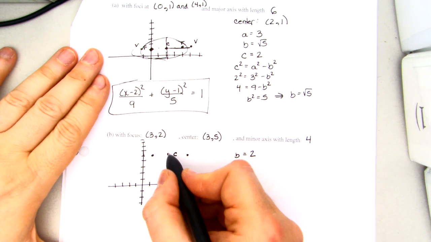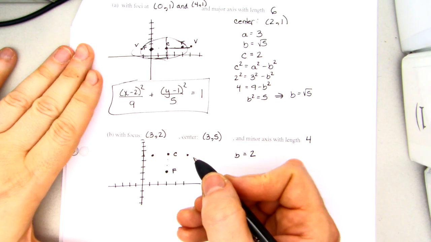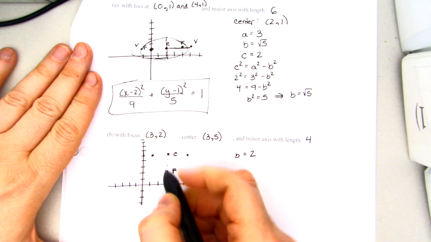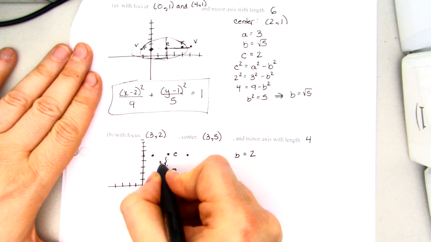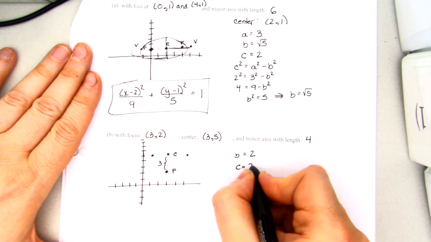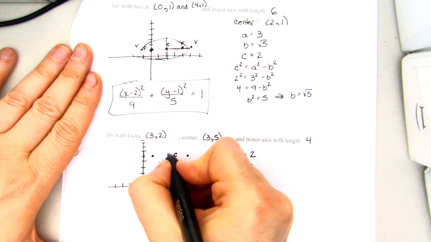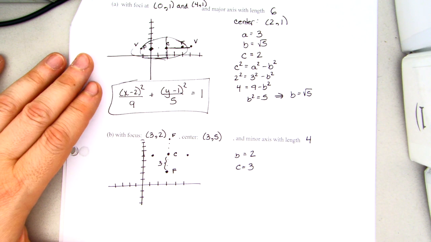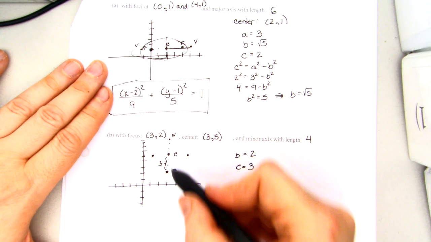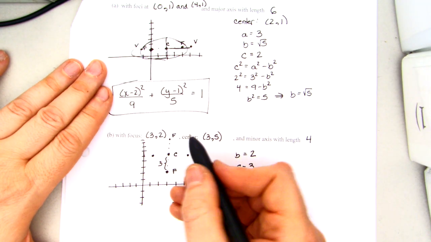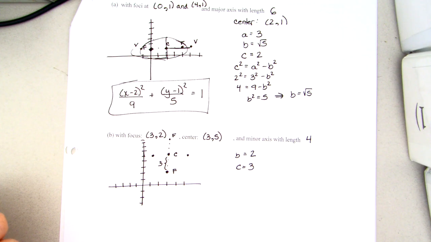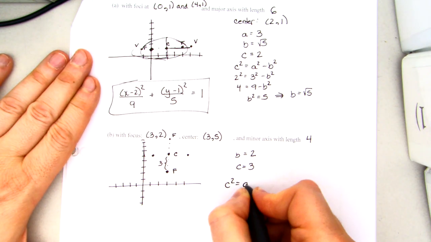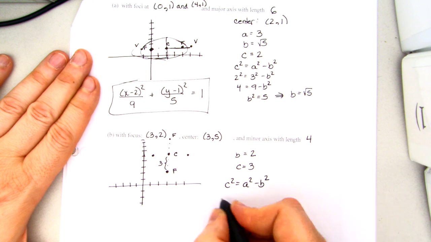Well, I only have one focus, but I think that's okay because all I really care about is the distance from the center to that focus, and this distance looks like 3 to me. If I wanted the other focus, I could go up 3 spaces, although I don't think it really adds much to my understanding of this problem. And then I need to figure out my A value, and then I'm pretty much good to go. I'm going to use my formula C squared equals A squared minus B squared.